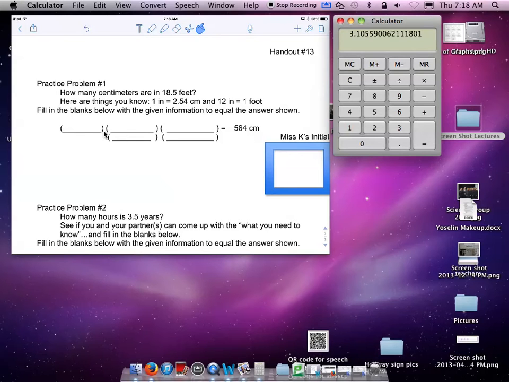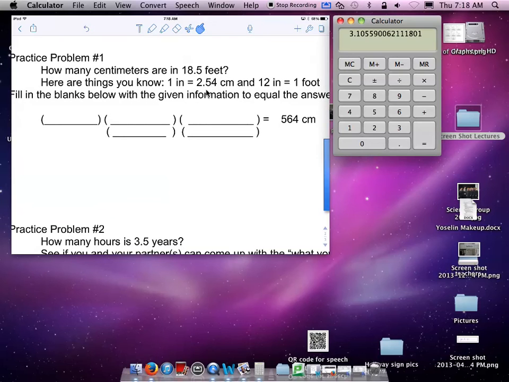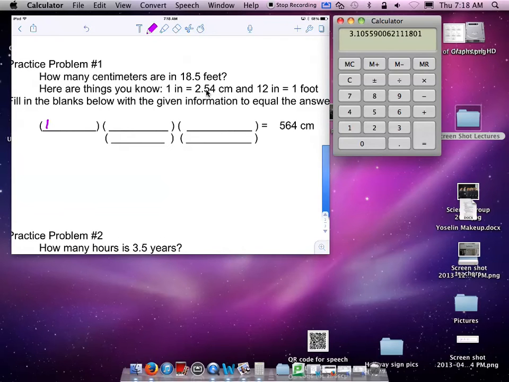So we need a starting place. That's always going to go in your first blank. Well, our starting place was given to us, 18.5 feet. So let's go ahead and try that out. 18.5 feet is our starting place. Now, at the end, I want to know how many centimeters there are in 18.5 feet. So I've got to somehow get from feet to centimeters. That's my ending goal. So I know that when I'm done with my problem, I should be at centimeters. So let's figure out how we can make that happen.